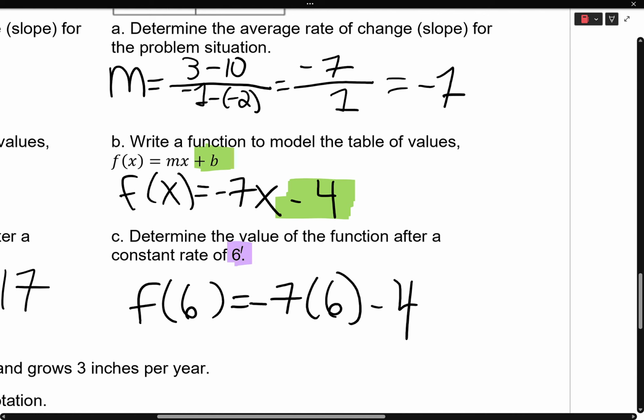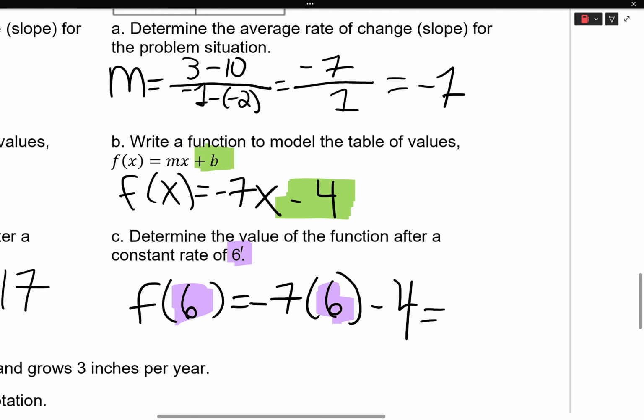Of course you can do this in your calculator, but you know me, I love to do math in my head. It's fun. I'm a math teacher. So negative 7 times 6 is negative 42. Minus 4 is negative 46.